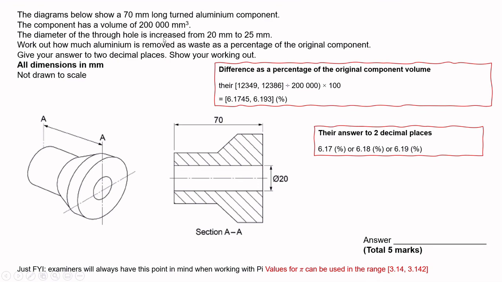Now it does say, if you look at the top here, give your answer to 2 decimal places. So you need to round up. That will give you either 6.17, 6.18, or 6.19 as a percentage. You do need to make sure, one, it's 2 decimal places, and two, it's written as a percentage as well. So that is just a quick look at that kind of math question.